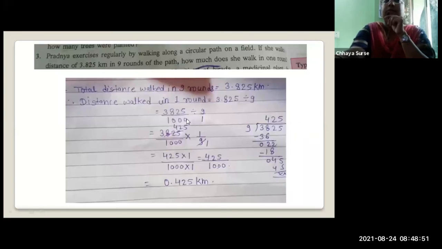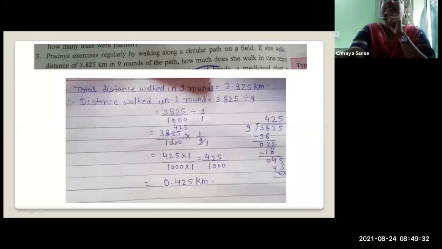Clear? Why have we taken 1000 here? Because after the decimal point, there are 3 decimal places. That's why we have taken 3 zeros. And dividing by the 9, 9 upon 1. Now write this common fraction as it is, 3825 upon 1000. Now the divide sum will become multiply, and the reciprocal of 9 upon 1 is 1 upon 9.